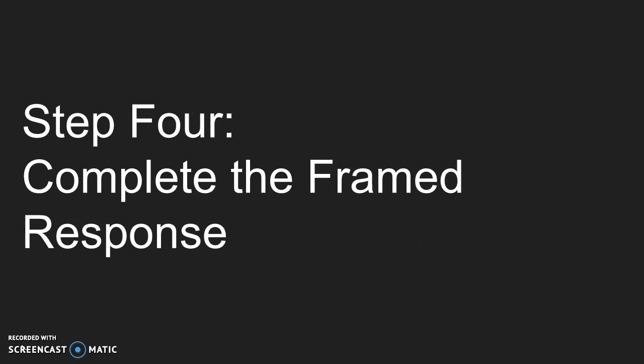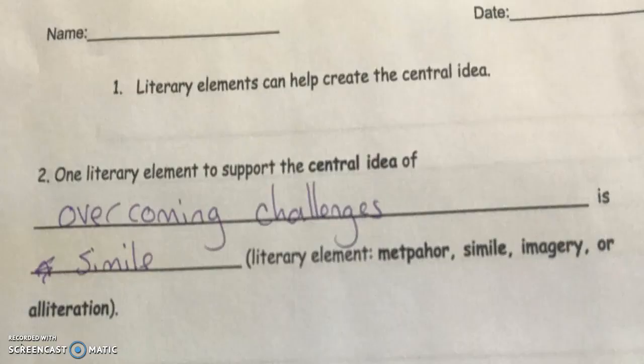Step 4, you're going to complete with your group the framed response. The first sentence is provided for you. Literary elements help create the central idea. The second sentence, you are to fill in what the central idea is that you and your group has identified. One literary element to support the central idea of overcoming challenges is simile.